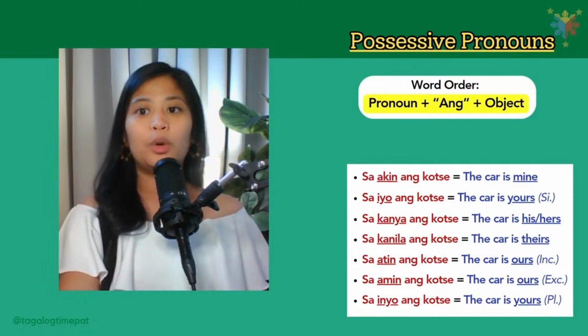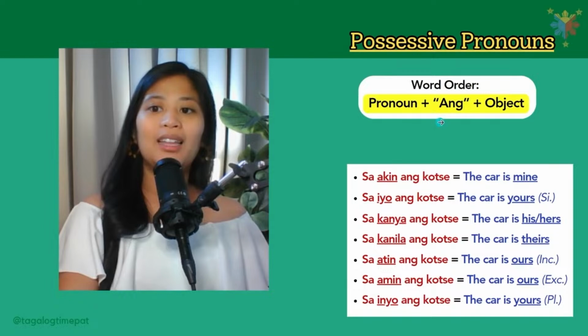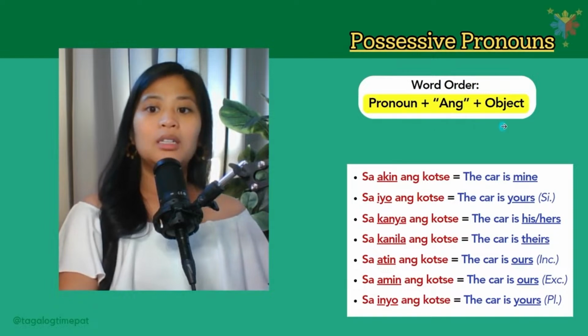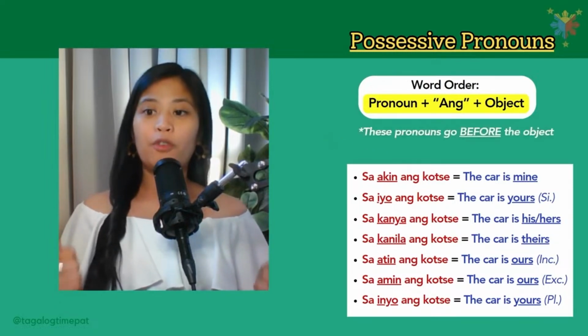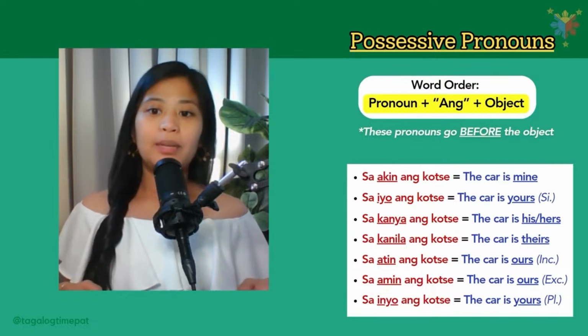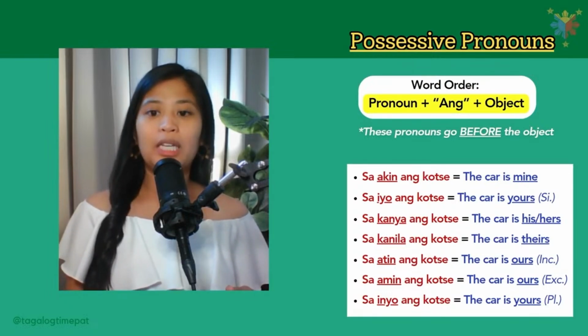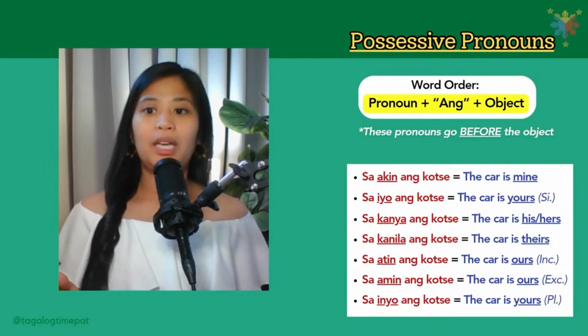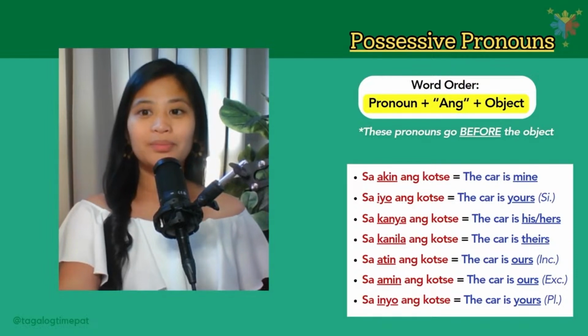So this is the word order now. It's the pronoun first, then it's ang, then it's the object. Sa akin ang kotse, the car is mine. And these pronouns go before the object. Remember I had been saying that the pronouns ko, mo, nya never go at the start of the sentence? Well, for these pronouns, akin, iyo, kanya, they actually do go at the beginning and they go before the object. So that's kind of a difference there.